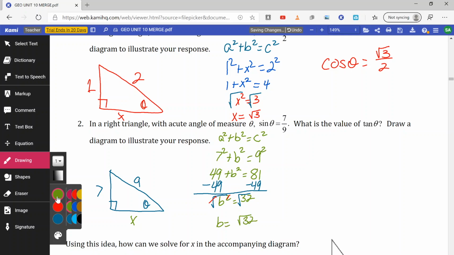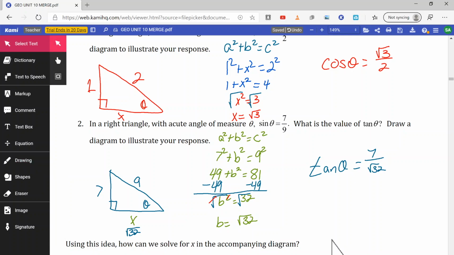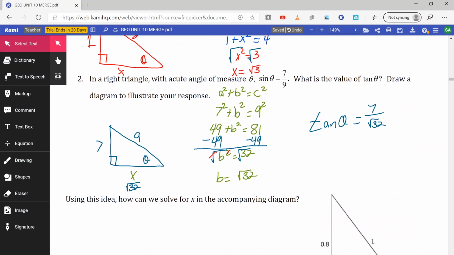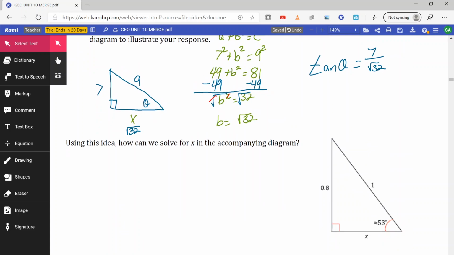And if I want to find the value of tangent, now that we know all our sides, so x is now square root of 32, tangent is opposite over adjacent, 7 over our new short side here, square root of 32. And again, it's just applying the Pythagorean theorem to our right triangles.